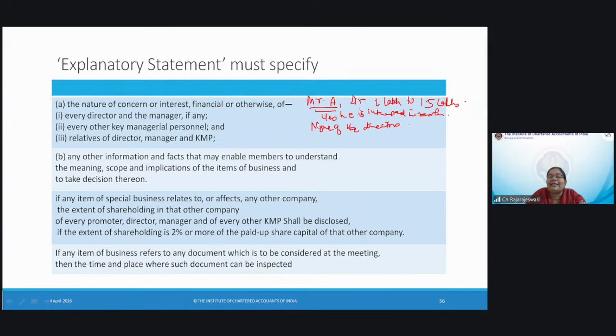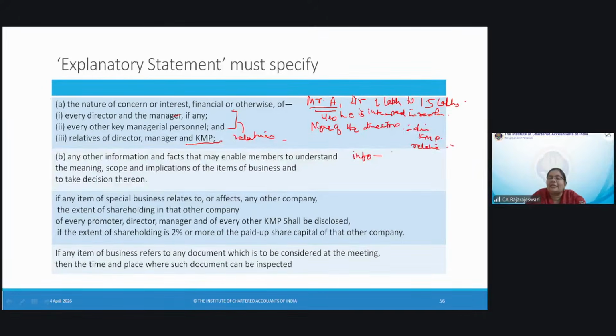That you call the nature of concern or interest in that resolution. That should also be specified in the explanatory statement. The nature of concern or interest, financial or otherwise, should be specified for every director and every key managerial personnel. If any relative of a director, manager, or key managerial personnel is interested, then that disclosure should also be given. That is the third point. Then any other information the members want to understand should also be given.